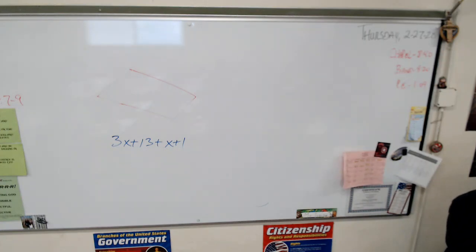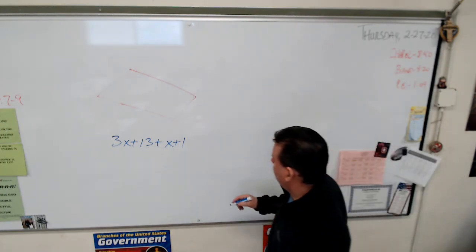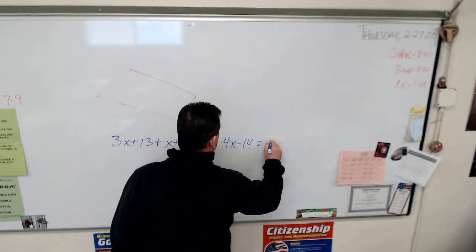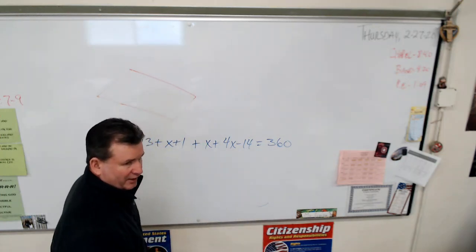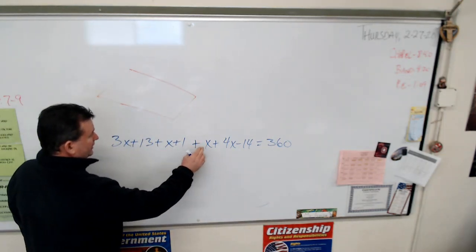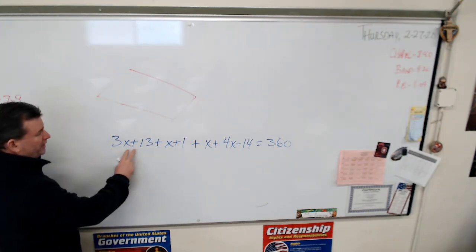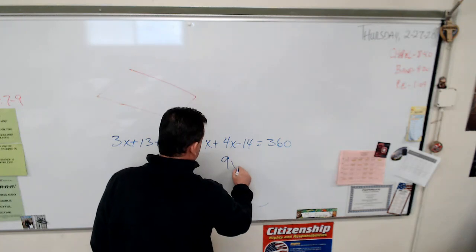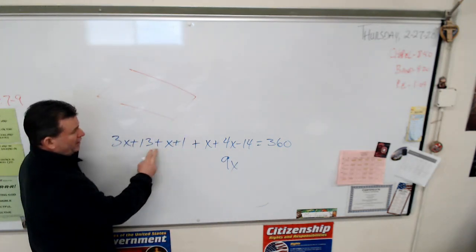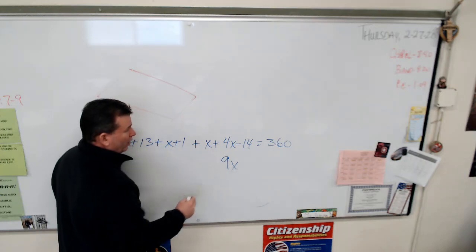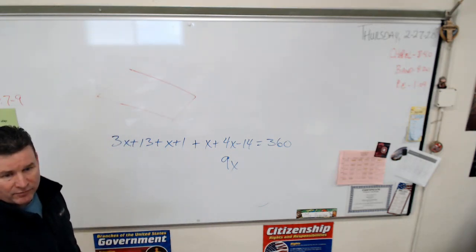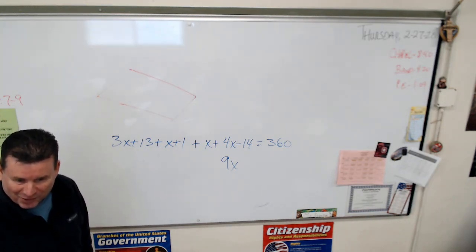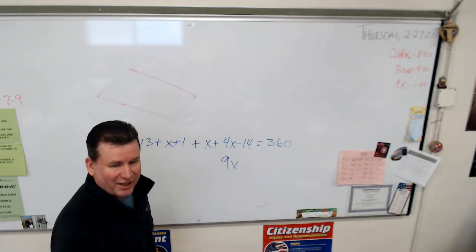Plus x plus 4x minus 14. And all that's going to equal 360. X, x, x, x. Positive 3, positive 1 is 4, positive 1 is 5, positive 4 is 9x. Positive 13, 14. Whoa. 14 minus 14? Cool. How cool is that, Lauren? That actually saves us a step.